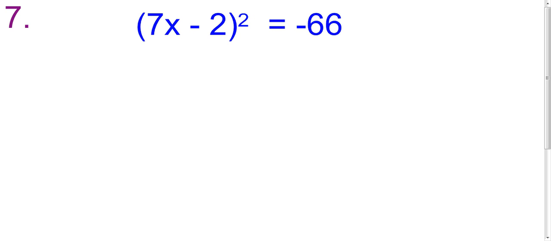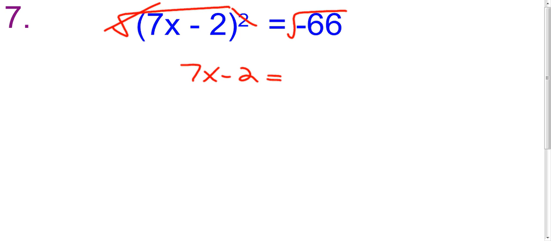All right, and then number 7 is just slightly different here. Notice that I have a quantity that's been squared this time. And so what I need to do is square root both sides right from the get-go so that I can get rid of this square. The square and the square root will cancel each other out. So then I will have 7x minus 2 equals the square root of negative 66. And again, when you're square rooting something that's been squared, you do need the plus or minus in front of it. So don't forget to do that.